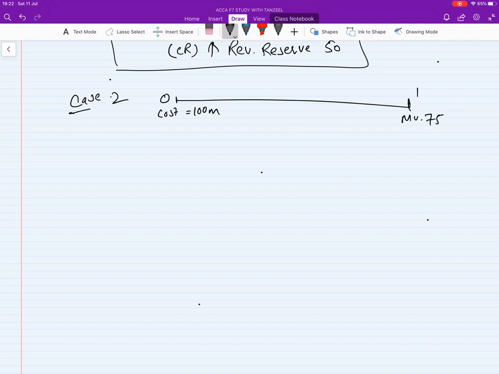So let's discuss land, case 2. Non-depreciating asset, land. You have an asset at a cost of 100 million. At the end of year 1 you revalued it, and you realized it has decreased by 25. So you credit land directly because the land has decreased by 25. If the asset is decreasing, then we credit the asset.